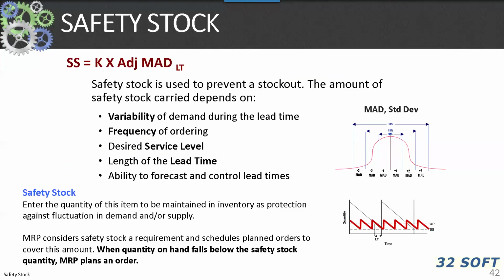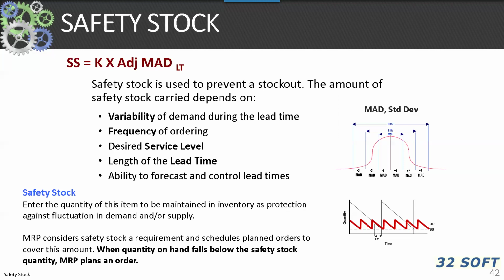Safety stock is a cardinal element of MRP. Safety stock is used to guard against variation. This is protection against fluctuation. The amount of safety stock depends on the variability of either the supplier or the demand, how often you order, what the lead time is in relation to the forecast period, and what service level you want to ensure for a particular item. So the safety stock can be expressed by the mathematical formula of K, service times adjusted MAD for the lead time interval.